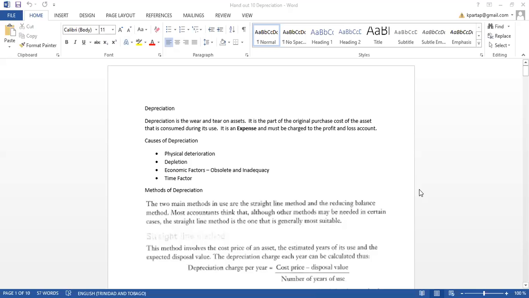The causes of depreciation. First, physical wear and tear, basically physical deterioration. You're using the item, so it will obviously lose value. As it is being used, it will be depleted. Then economic factors: after a certain number of years, certain equipment or things they use in the company will become obsolete or inadequate, meaning technology is changing so much every single day.